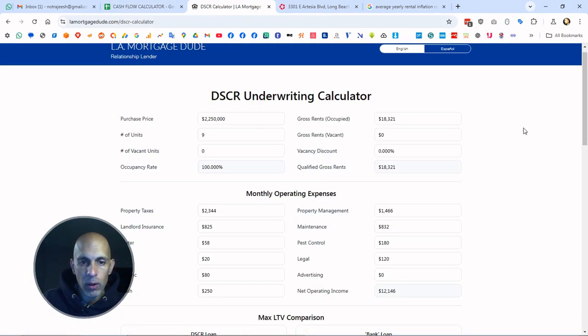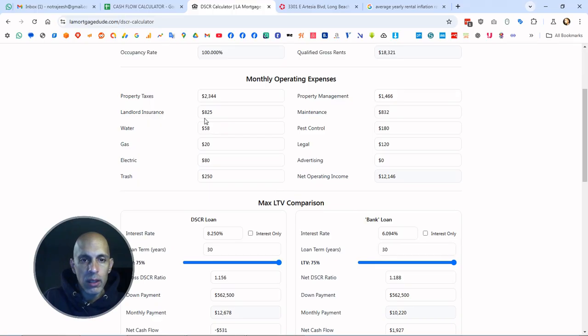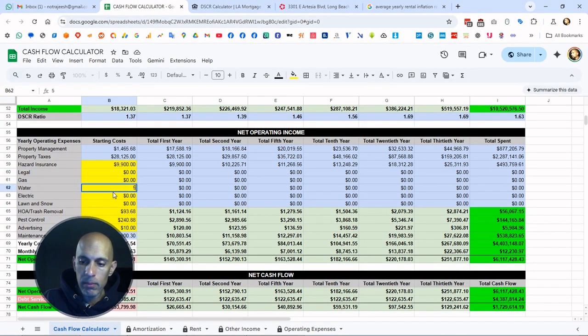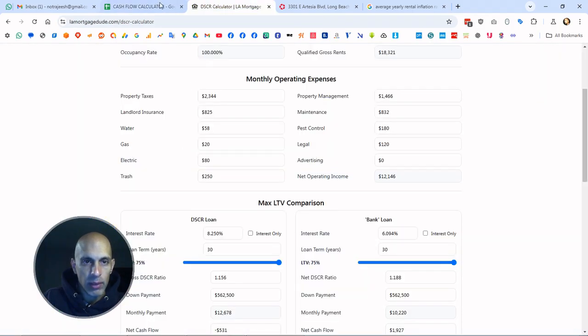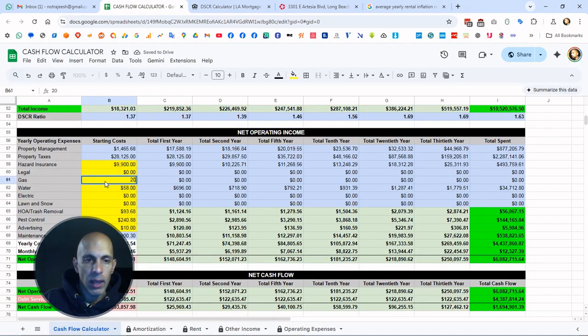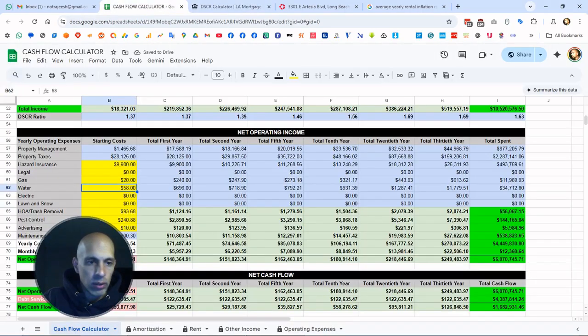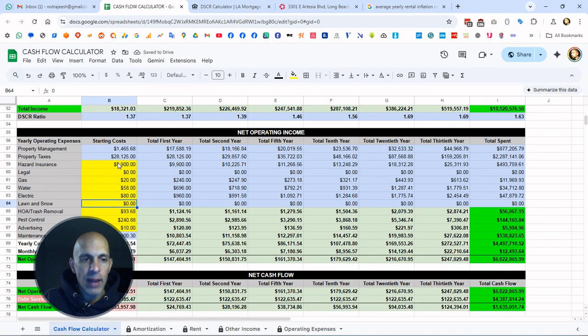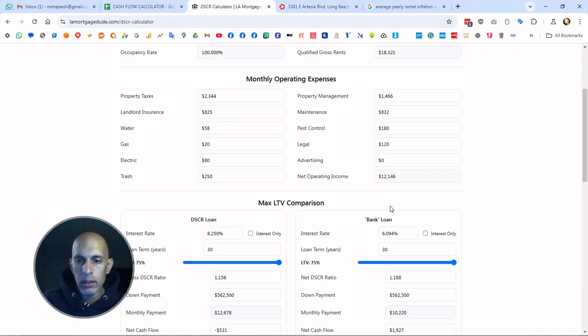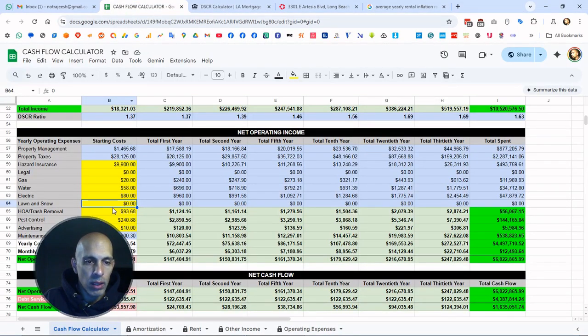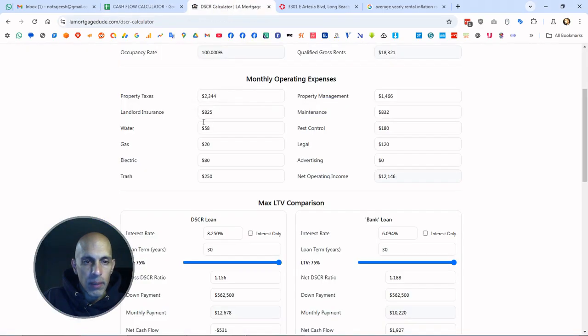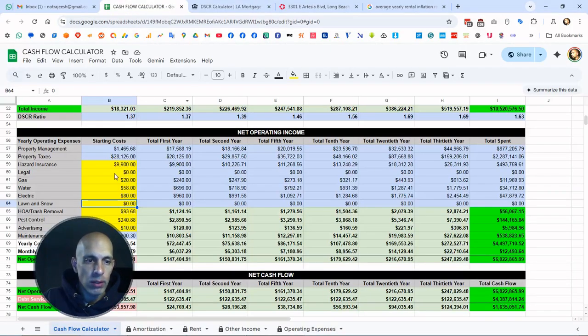And now let's fill in all these other expenditures. Water is $58 a month. Then we have gas at 20. And again, this is not about the distribution, it's about the sum of the numbers. Electric is 80. I mean, I could technically put 0 for all this and just add it up into hazard insurance and then make sure that my NOI is equal to 12,146 per month. But I have it distributed here already, so I'll just use these same distributions.